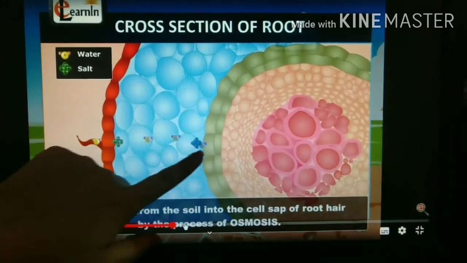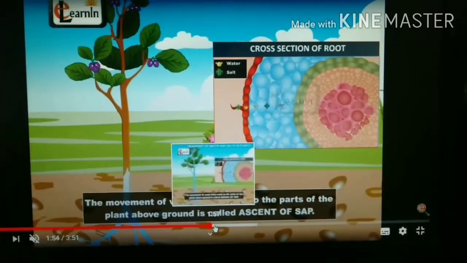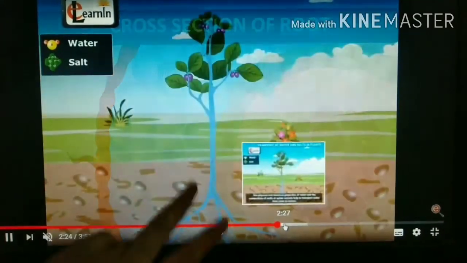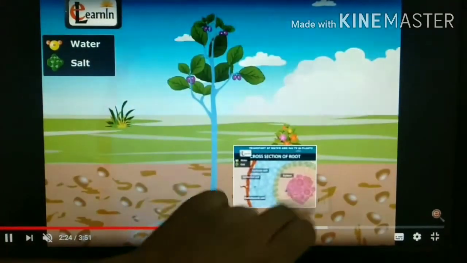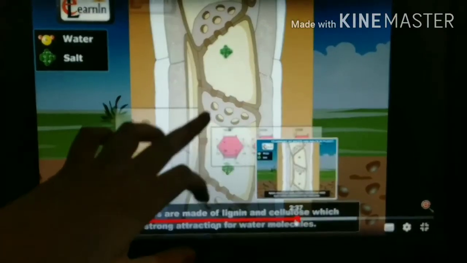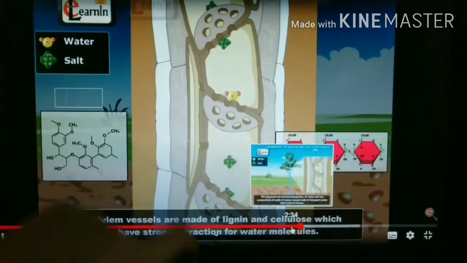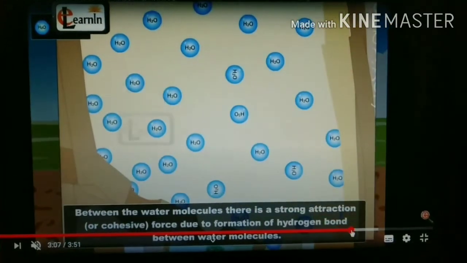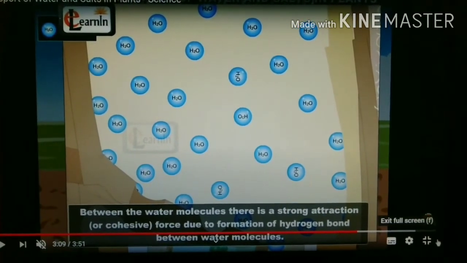This is how water enters inside the cells of the root by the process called osmosis. After entering the cells of the root, it enters the bundles of xylem. These are the xylem bundles. It moves to the xylem bundles with the same principle of osmosis. Then it is transported to the top of the plant through the xylem bundles by osmosis. So this is how the root hairs help in transportation of water in plants.